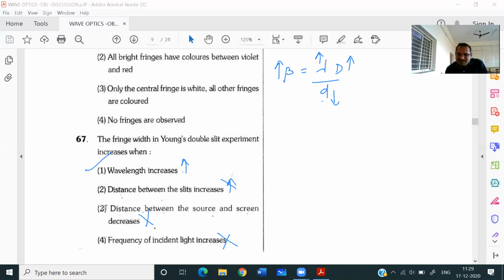Option 3 also becomes right when it increases here. Option 2 also becomes right when it decreases here. Be careful. This type of question you will get in conceptual direct questions. Remember, students, 67 over. Next.